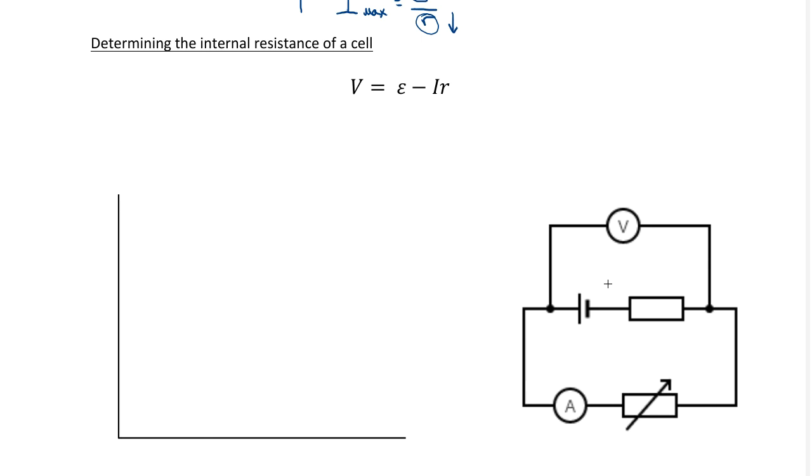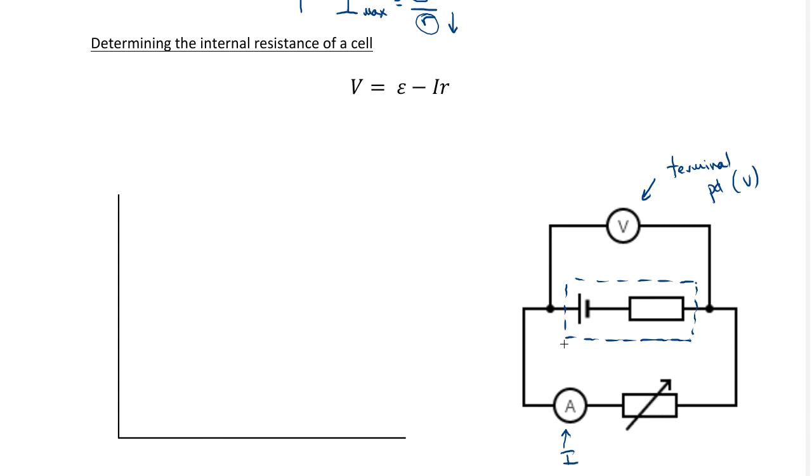Let's finish up by talking about how you would actually experimentally determine the internal resistance of a given cell. So you'd use a setup like this. Here's the physical cell, inside of which we have the ideal EMF as well as the internal resistance, and then you've got a voltmeter connected across it. The voltmeter is going to measure the terminal potential difference, V, and we've got an ammeter to measure the current, and we have a variable resistor that we can change the resistance of.